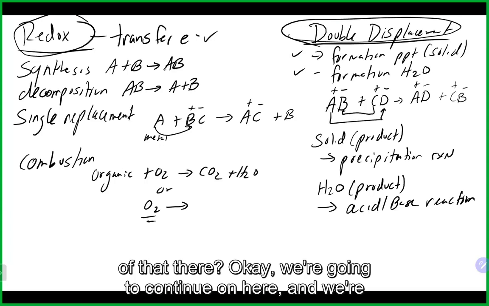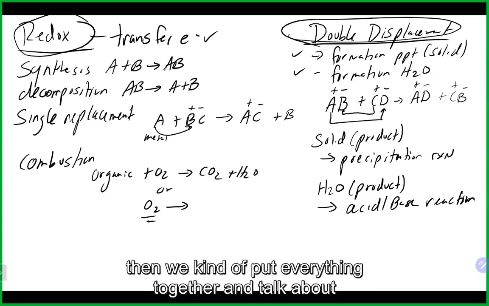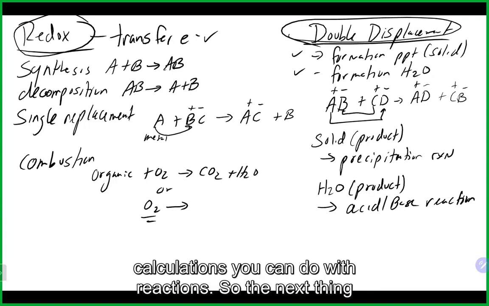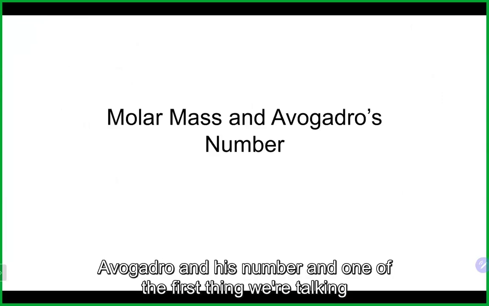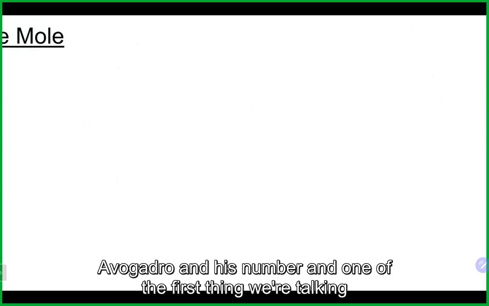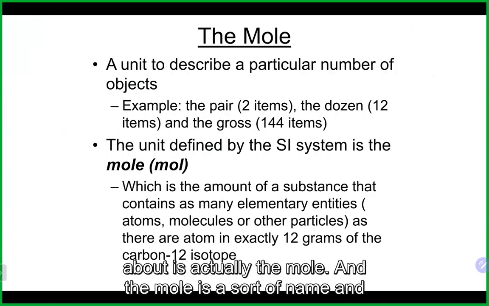Okay, we're going to continue on here, and we're going to talk about some calculations that are important, and then we're going to put everything together and talk about calculations you could do with reactions. So the next thing we're going to talk about is molar mass and our friend Avogadro and his number. One of the first things we're going to talk about is actually the mole.